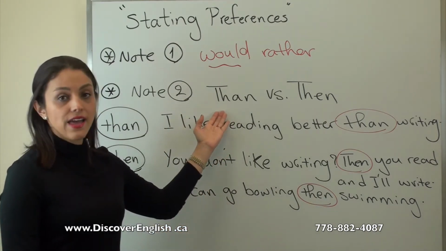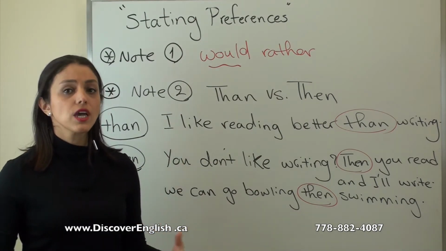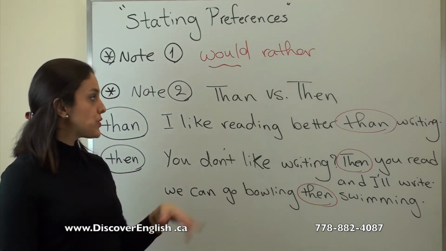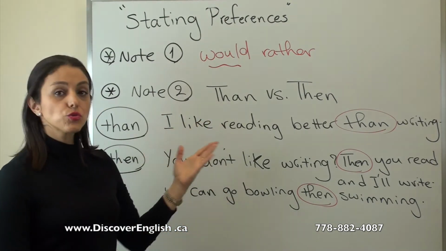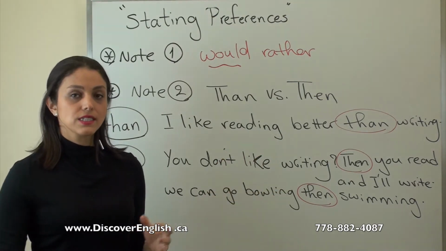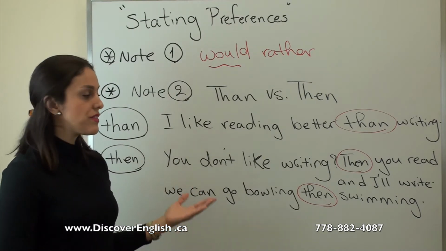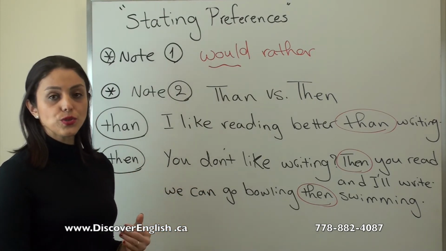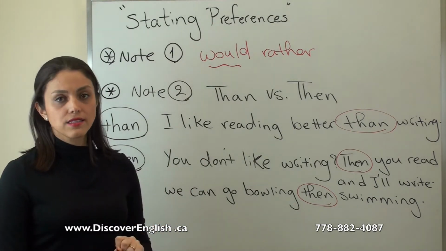comparing than versus then. Okay, so whenever you're talking about preferences, you use than to compare, right? You say, I like reading better than writing. This is how to compare them together. And the second one, look at this. Then you use it to say next, or in that case.